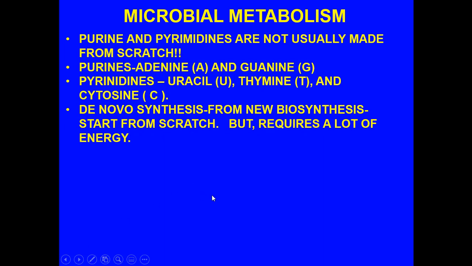Then we get into something else here. Remember purines and pyrimidines? That's part of nucleic acids, is it not? Yep. A lot of these are not usually made from scratch. So purines, such as adenine and guanine, and pyrimidines, such as uracil, thymine and cytosine, you don't get as much de novo synthesis. It requires a lot of energy, which is why a lot of times what organisms will do, after they've incorporated some other cell, is start chopping up everything and recycle the purines and pyrimidines into their own DNA.